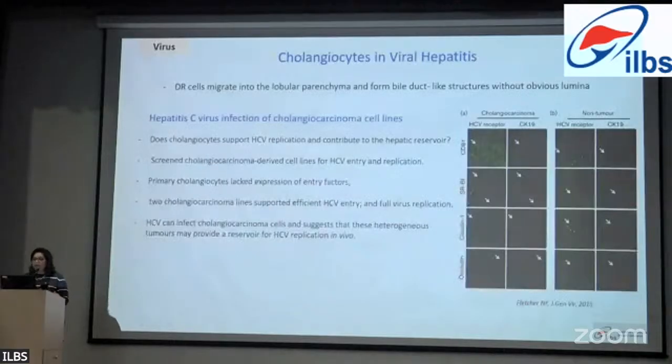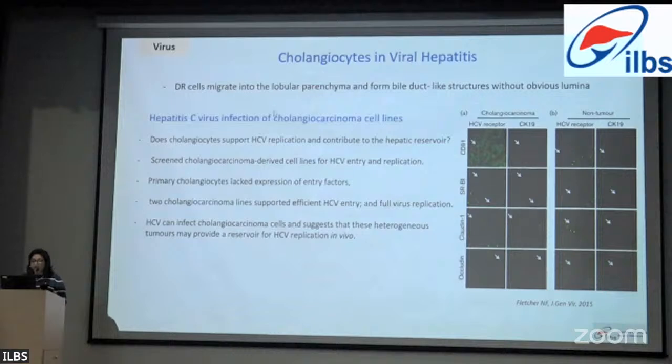So now coming to viral hepatitis. There were very few publications showing that cholangiocytes have some kind of role in viral hepatitis. But a very interesting finding which I found in an older paper from 2015 is that, although we know the origin of cholangiocytes and hepatocytes is the same, cholangiocytes still do not express all the receptors involved in viral entry for HCV or HBV.